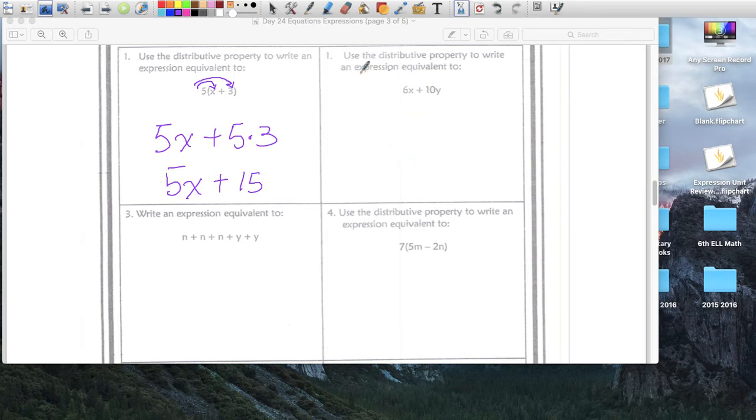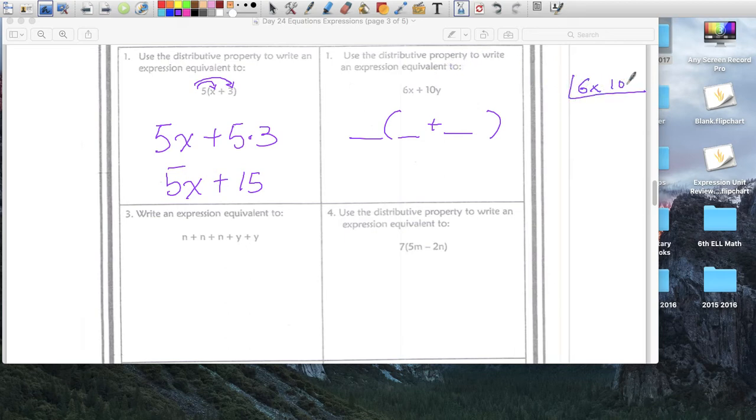Use a distributive property to write an expression equivalent to 6x plus 10y. So again, we're factoring it out. To write an expression, okay, it doesn't tell you to use the GCF. It doesn't tell you to use the biggest number possible. But one of the possibilities is, what number is common to 6 and 10? Well, in this case, it's the only one. So if I did the ladder method, that comes in handy.